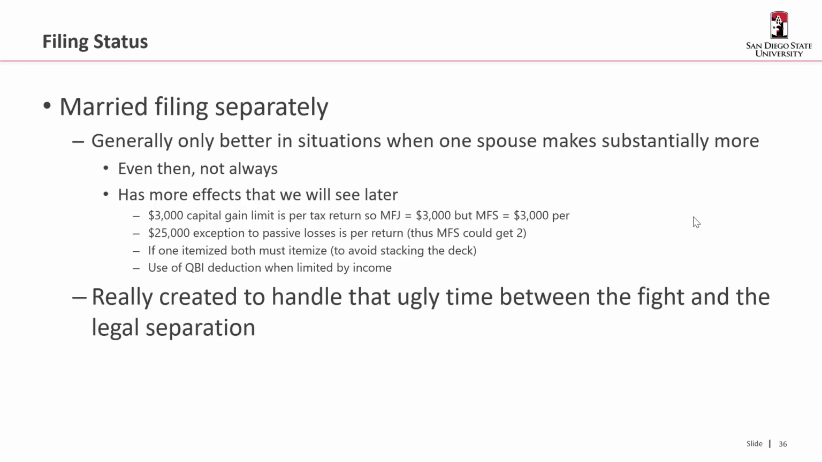But the reality is, in many situations, married filing separately is really there to handle that kind of ugly time between that last fight and the legal separation. So this is a situation where the spouses really can't communicate reasonably with one another. They're unable to negotiate a reasonable settlement about how things need to work. They're not through the legal divorce process yet, where a judge has told them how they're going to behave. And so they can file separately and that way really not have to engage much with each other.